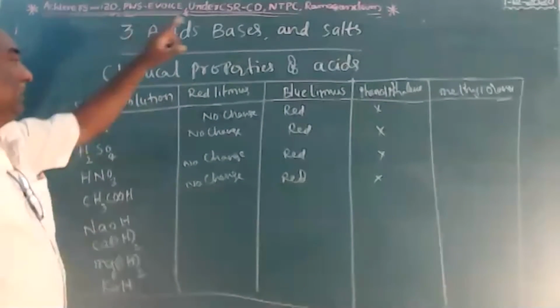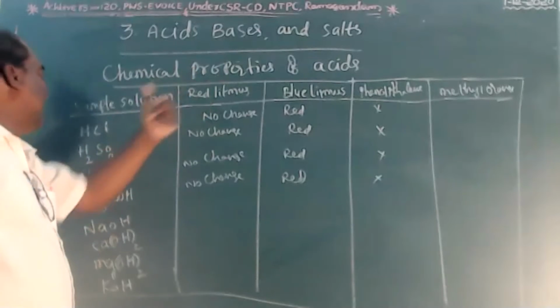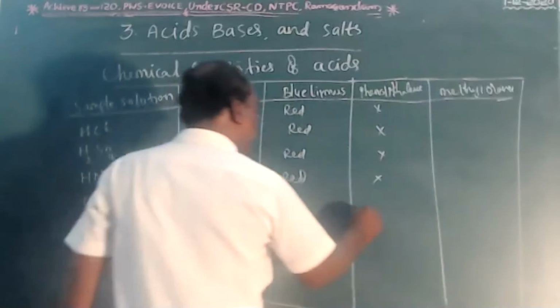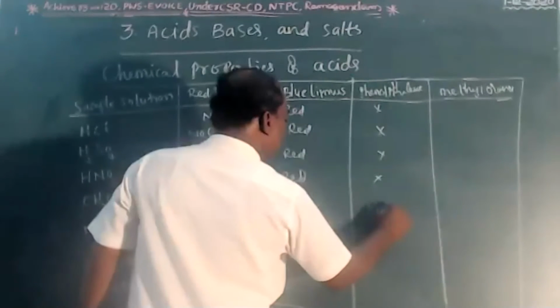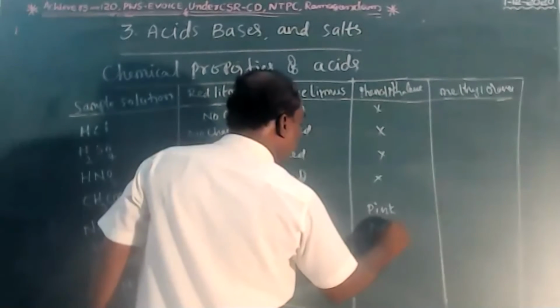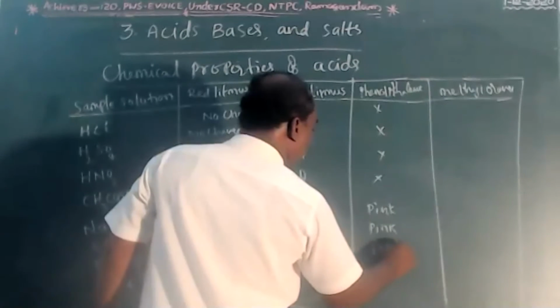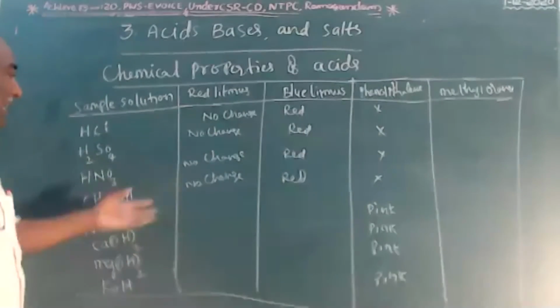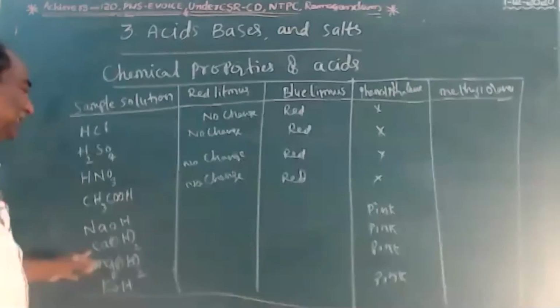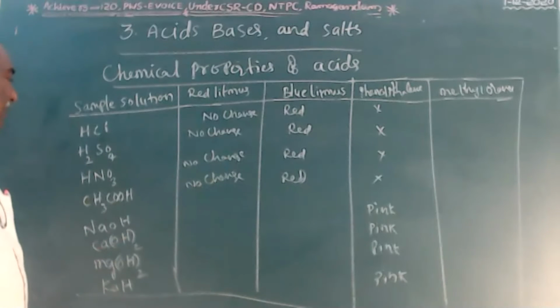Bases tested with the phenolphthalein indicator turn pink. All the bases with phenolphthalein turn pink. When bases react with the phenolphthalein indicator, they turn into pink color.